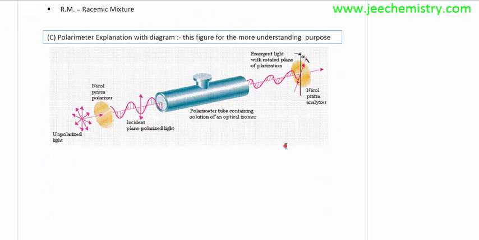We can also understand this: when ordinary light passes through this, there is vibration in all directions, but after passing through the polarizer there is only one wave vibration. After this, whenever the light starts passing through the polarimeter, the analyzer will start rotating. After the light passes, the analyzer will stop, and we get the angle of rotation. This is called the optical rotation of compounds.